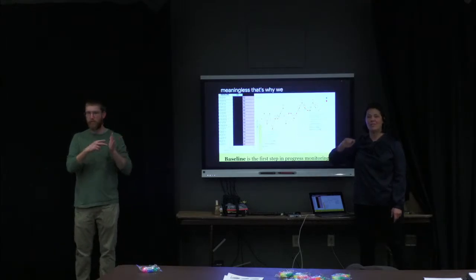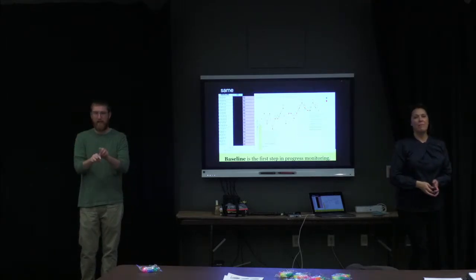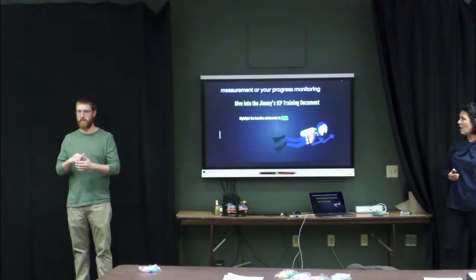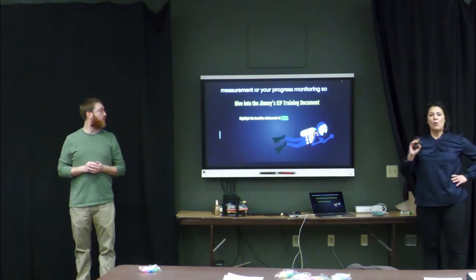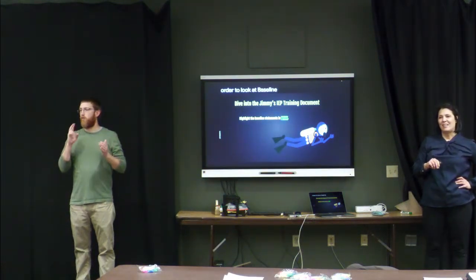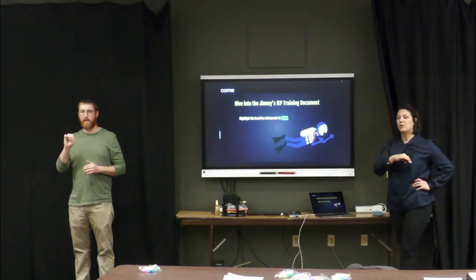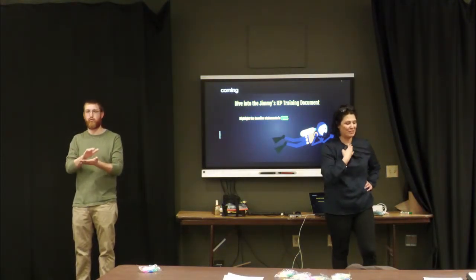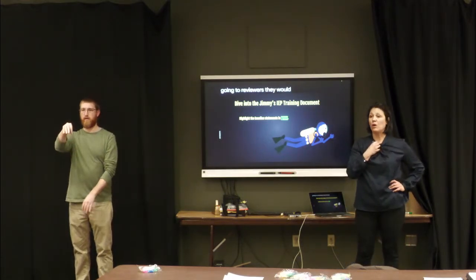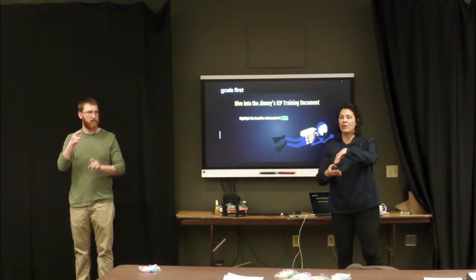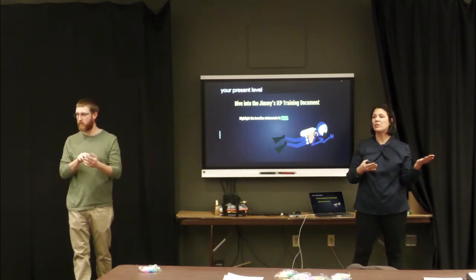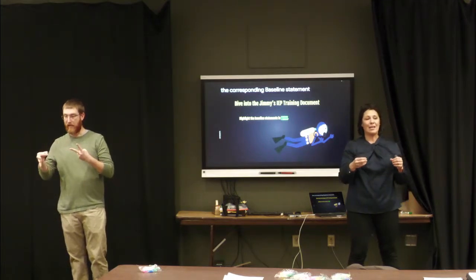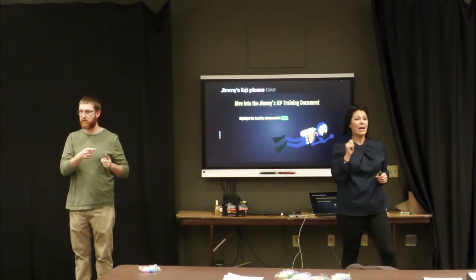That's why we have to have the same skill and the same method of measurement or your progress measurement. So, in order to look at baseline data, if you are the lucky winner, the lucky chosen one, and somebody's coming to review yours, they would look at your goals first, and then they're going to go back to your present level, and they're going to look for the corresponding baseline statement. In Jimmy's IEP, please take out a green highlighter.